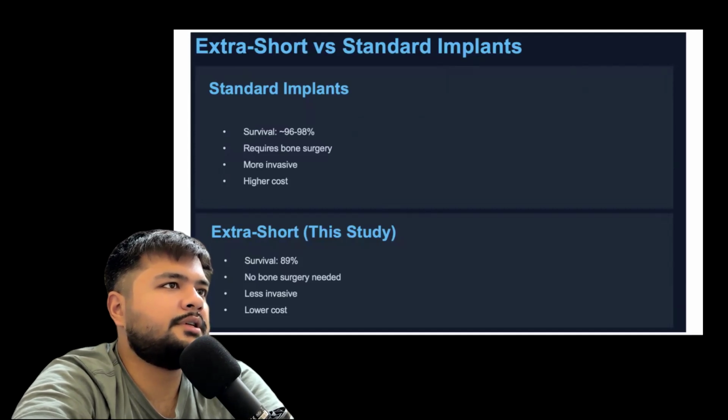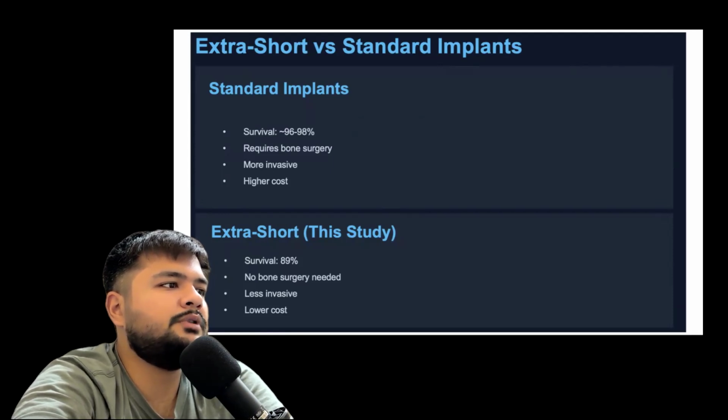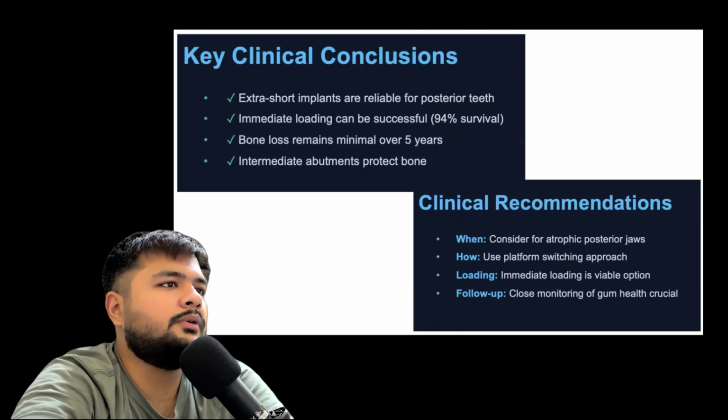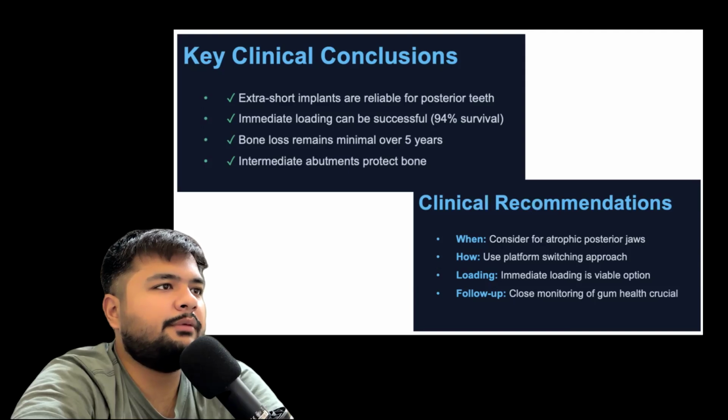Then extra short versus standard implants. So the standard implants had a survival of 96 to 98%, while the survival rate of extra short implants was 89%. So the standard implants require more bone surgery, more invasive, higher cost as compared to short implants. So coming to the clinical conclusion, extra short implants are reliable for posterior teeth. Immediate loading can be successful, and bone loss remains minimal for 5 years. Intermediate abutments protect bone.